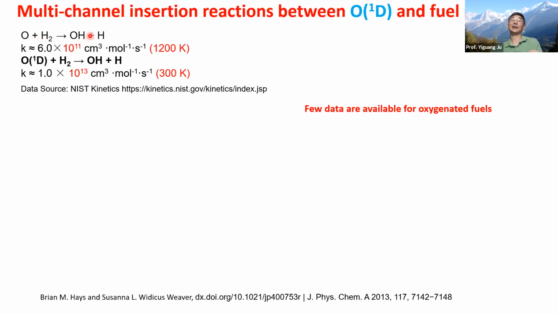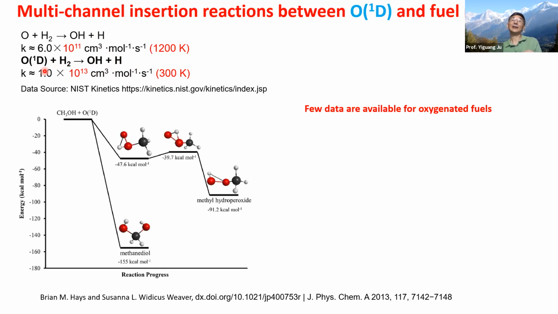Again, this reaction is one of the dominant chain propagation reactions. The reaction rate is about 6 times 10 to the 11th if you're looking at the chemical kinetic model. But if you produce O1D and it reacts with hydrogen, it can produce the same product, but the reaction rate is 1.5 orders of magnitude, 10 or 20 times higher than this one, even at 300 Kelvin. So you produce this, and it will immediately react even at room temperature and give you radicals. This is a very interesting result.